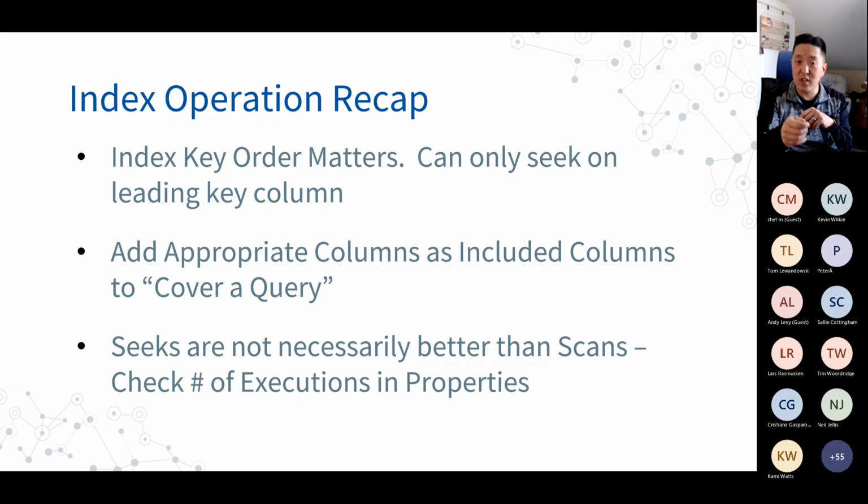One of the things to always look into is the properties by hitting F4 when you're looking at an execution plan on an index operator, and you can actually see the number of executions. That'll be your telltale sign that you did a bunch of key lookup operations behind the scenes.